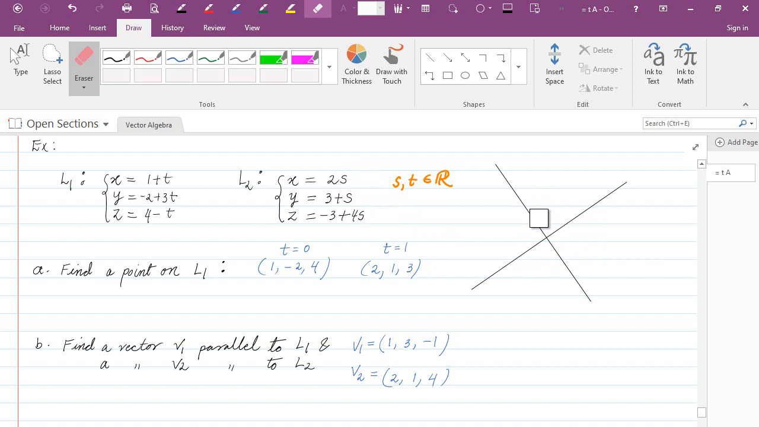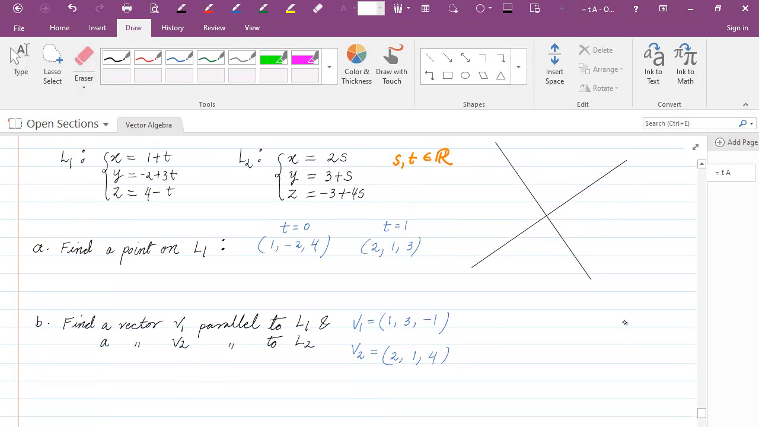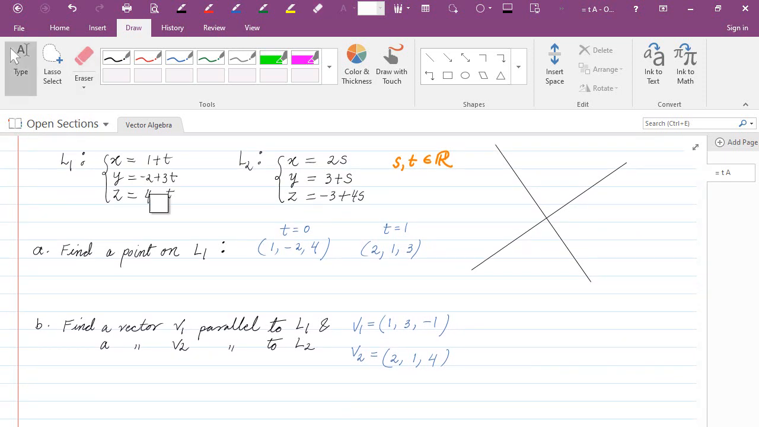Okay, so the first question is, given the parametric equations of a straight line, how do we find a point on the line? Well, how can I find a point on L1, say? To find a point on L1, you just pick any value for the parameter t. So if t is 0, then x would be 1, y would be -2, and z would be 4. So (1, -2, 4) would be a point on the line L1.